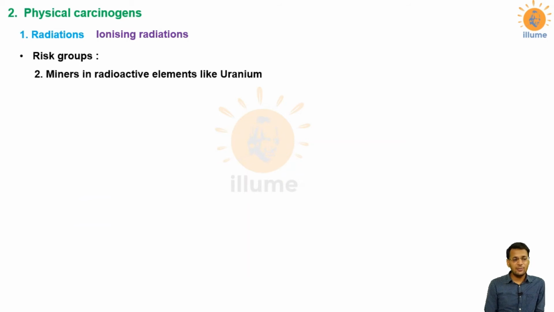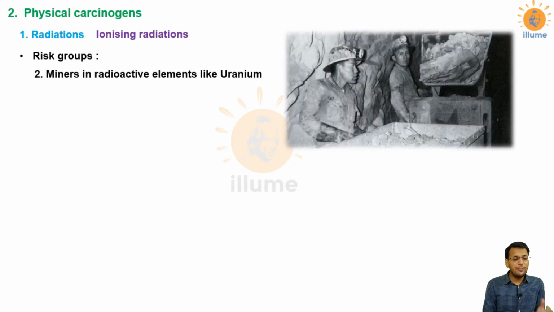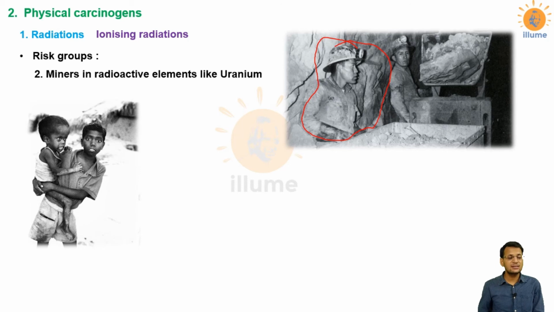Now, the second group that I am talking about that is at risk of cancers are the miners in radioactive elements like uranium. As we very well know, radioactive elements like uranium are extracted from the soil, and the people working there are always at risk of getting exposed to those harmful radiations. As you can see in this picture, a worker is working without any protective equipment and is always at risk of cancer. This is a picture of a nearby village where uranium is extracted, and the people living there are always on the verge of radiation damage.